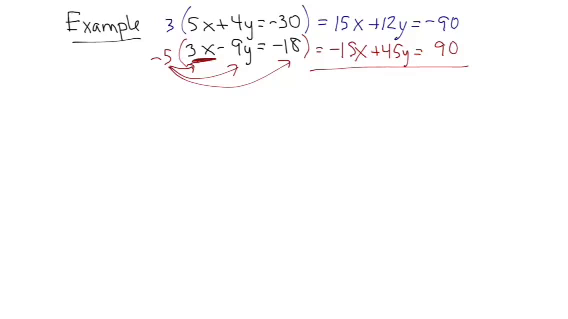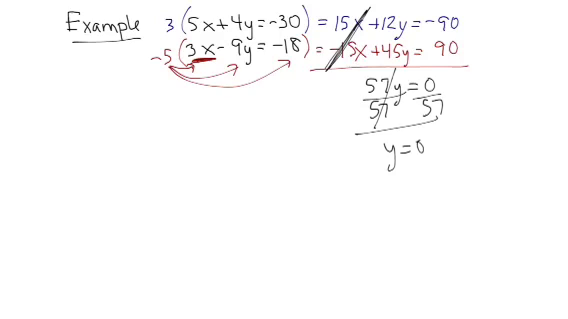All right, if everything has gone the way we planned, these x's should cancel. And I end up with 57y equal to 0, which is fine. 57 times what makes 0? Well, times 0. Or you divide both sides by 57. And 0 divided by anything makes 0. So remember our final answer, we now have the y portion of that answer, 0.